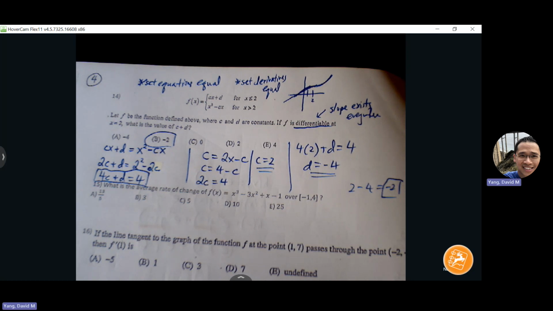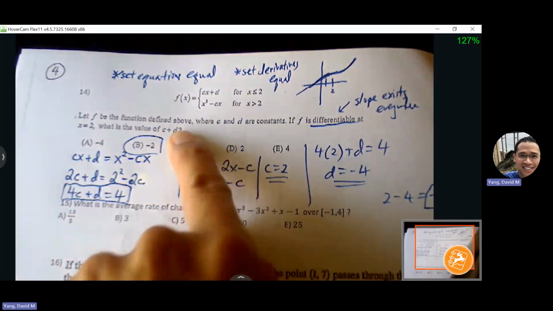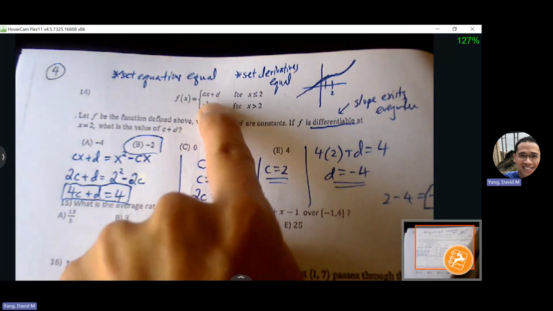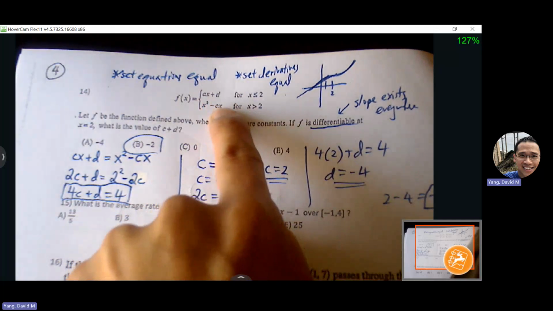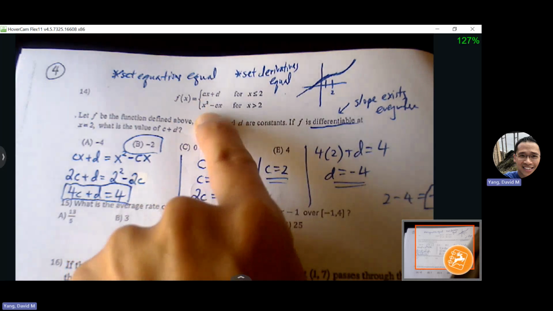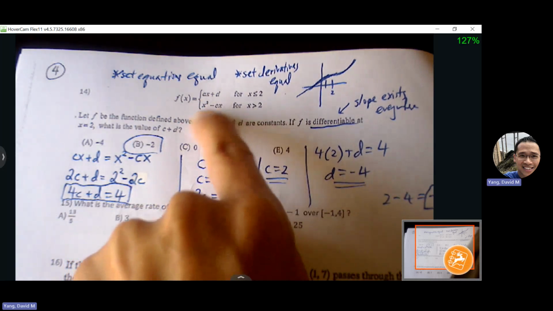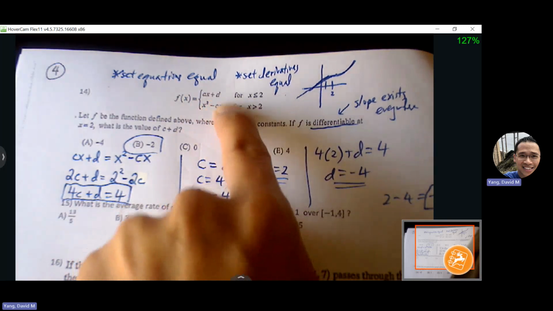Let me read the problem for us here. It says, let f be the function defined above. So we have a piecewise function where c and d are constants. We'll treat c and d the same way that we would treat a number. So imagine this is like 3x plus 4 and then x squared minus 4x, right? However you treat numbers and constants is the way that you would treat c and d.